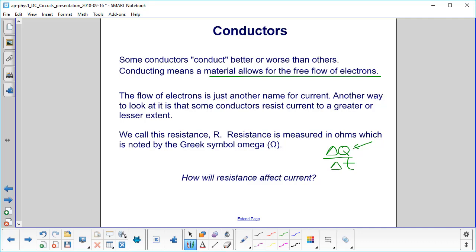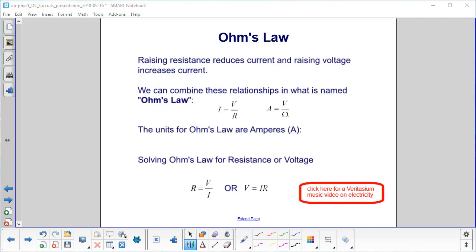So how do you think this resistance will affect current? And notice, resistance looks like it's the opposite of conductance, doesn't it? Raising resistance will reduce current flow, and raising voltage will increase the current. We will combine these two relationships into what is named Ohm's law. That means current is equal to voltage over resistance.